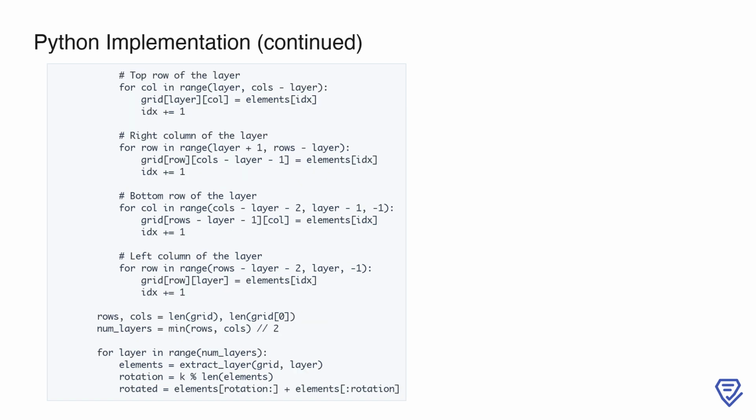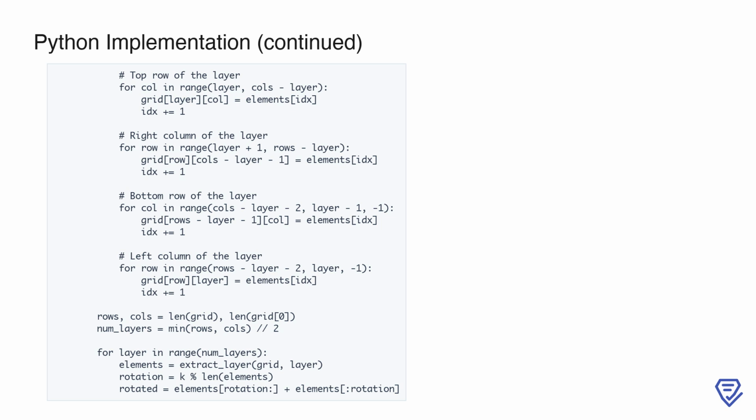Now, we define another helper function, insert_layer, to place the rotated elements back into their correct positions in the grid. This function takes the grid, the layer index, and the elements to insert. We initialize an index variable, idx, to track the position in the elements list. Then, just as we extracted the elements, we insert the rotated values back in order.